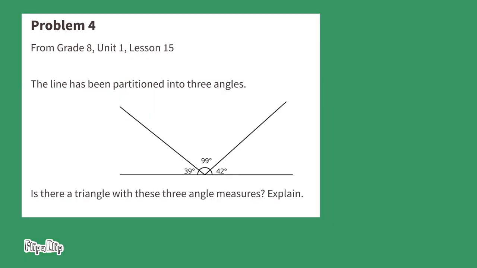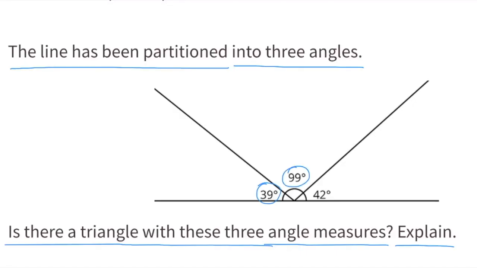Problem number 4, from 8th grade, Unit 1, Lesson 15. The line has been partitioned into three angles. Is there a triangle with these three angle measures? Explain.